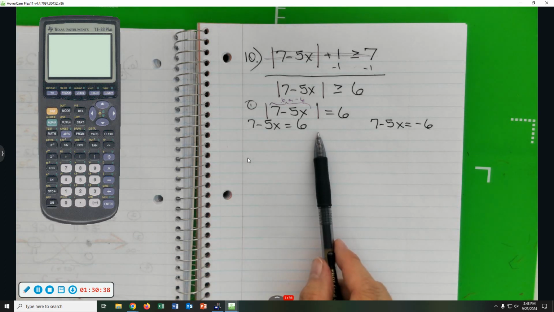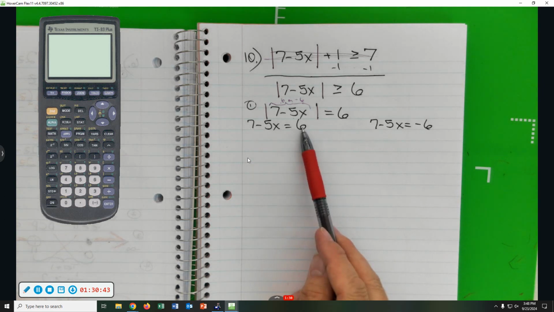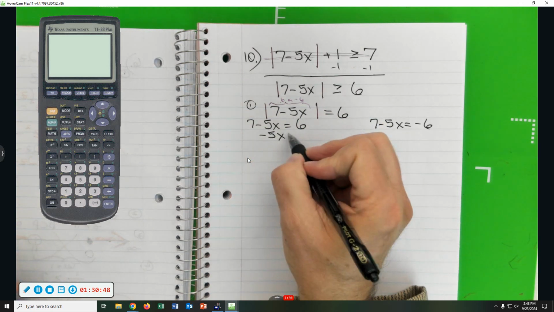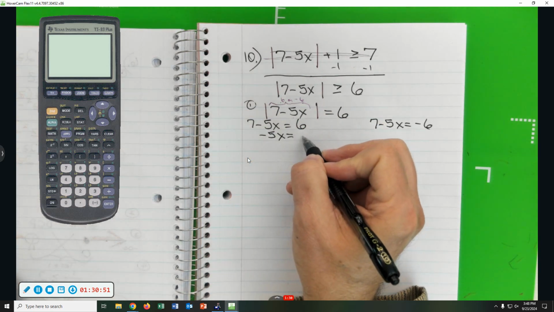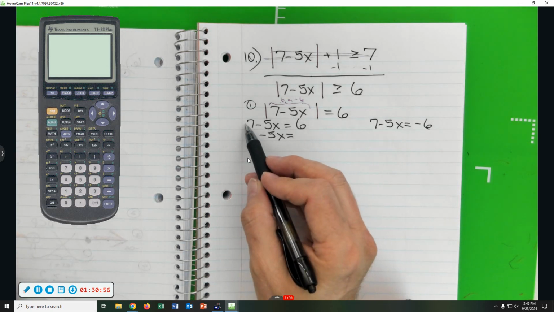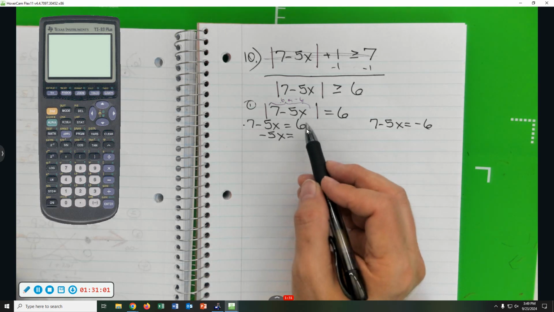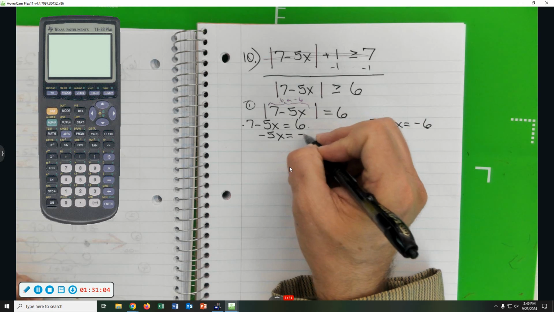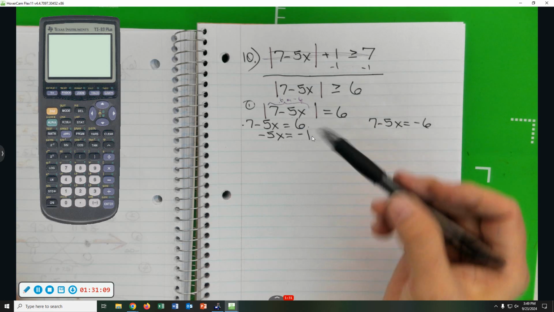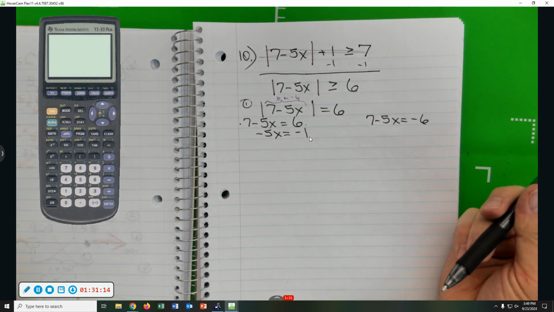Solving the first equation, I'd move that 7 over. That'll give me negative 5x equals, what will I have here? What are we going to do with that 7? When it comes over, it's going to become a negative. Okay, 6 minus 7 is a negative 1. Any questions on our logic there? We minus 7, 6 minus 7 is negative 1.